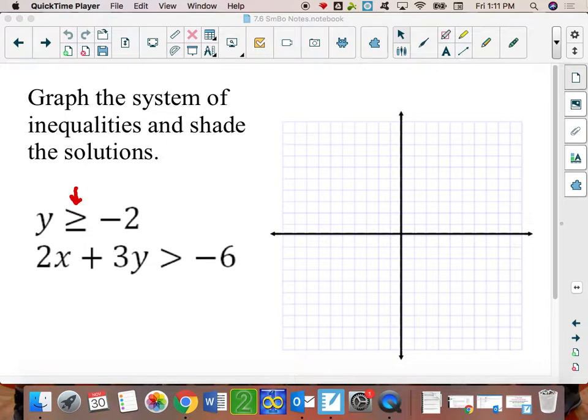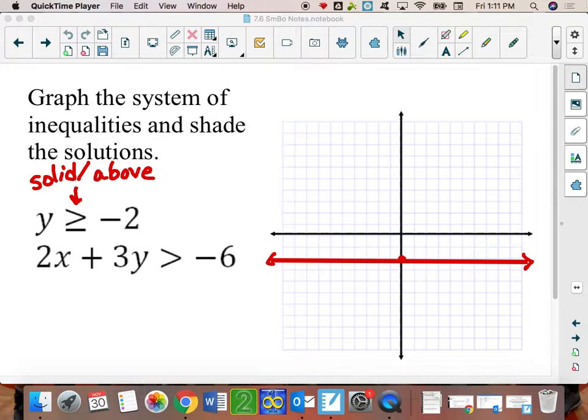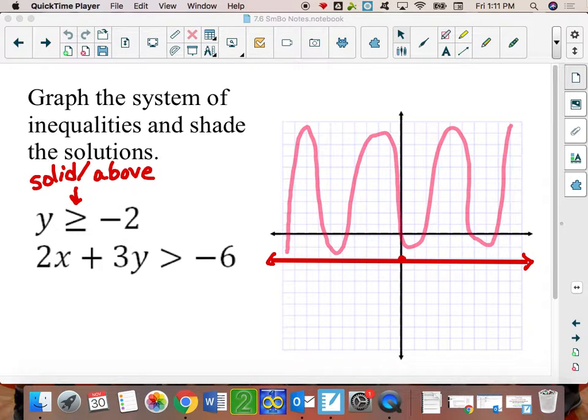I'm going to write that this line is going to be solid, remember, because it's also equal to, and greater than means we're going to shade above. So let's go ahead and draw this line. We're going to put a point at -2 on the y-axis, and this line is going to be a horizontal line through that point. We'll draw our arrows, and then remember, you can lightly shade if you want. So greater than would be on this side of the line. So I'm just going to lightly shade that part right there.